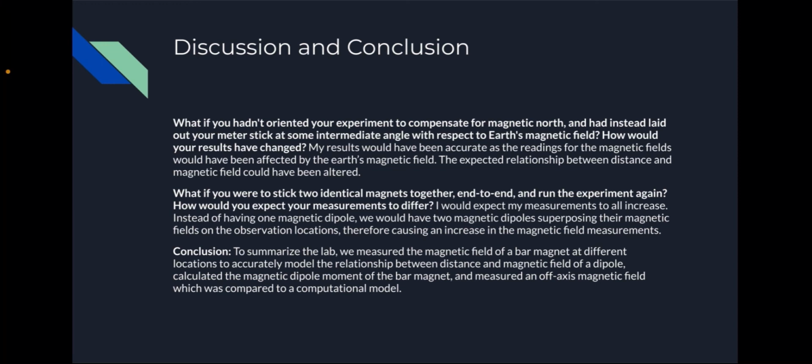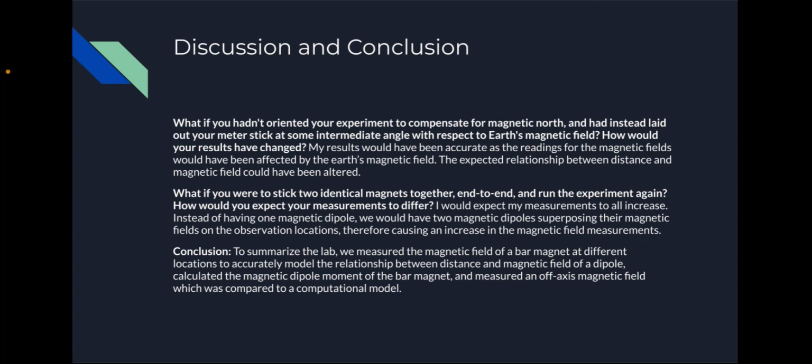And what if you were to stick 2 identical magnets together end to end and run the experiment again? How would you expect your measurements to differ? I would expect my measurements to all increase. Instead of having 1 magnetic dipole, we would have 2 magnetic dipoles superposing their magnetic fields on the observation locations, therefore causing an increase in the magnetic field measurements.